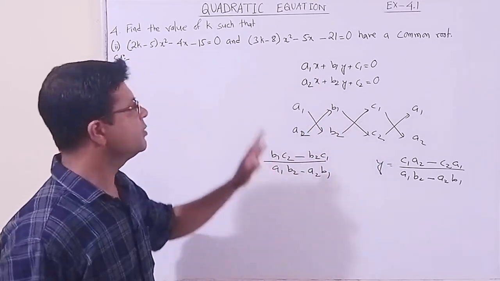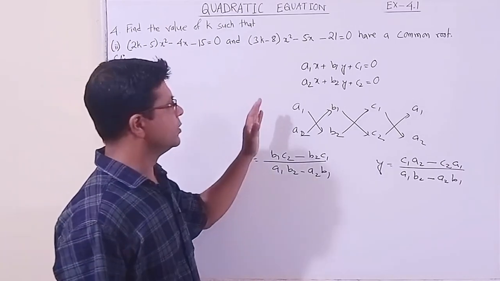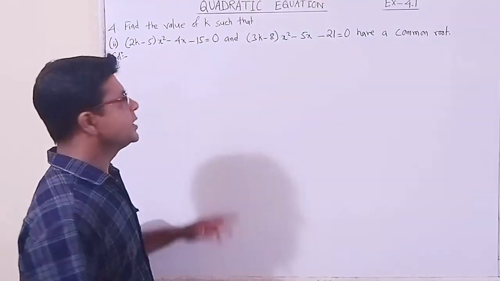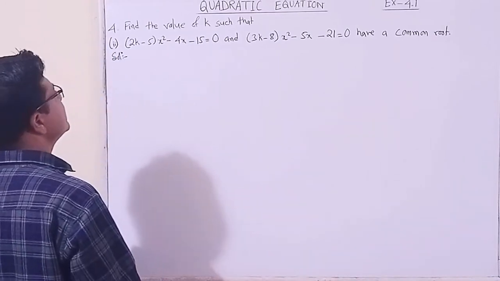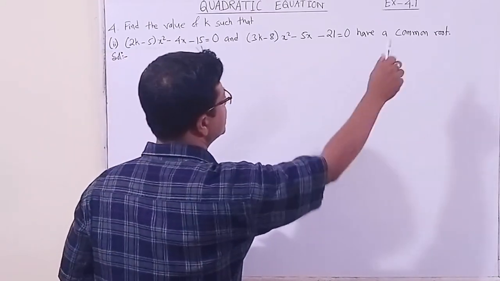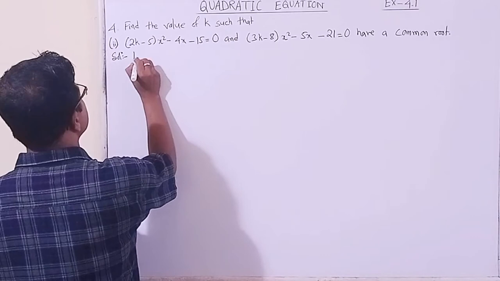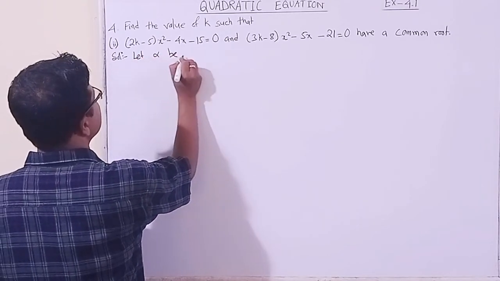Okay, this same concept we shall apply here. Before starting, let us wrap this part. Now let us solve it. Here we have to find the value of k. They have a common root. Now let us consider, let alpha be the common root.